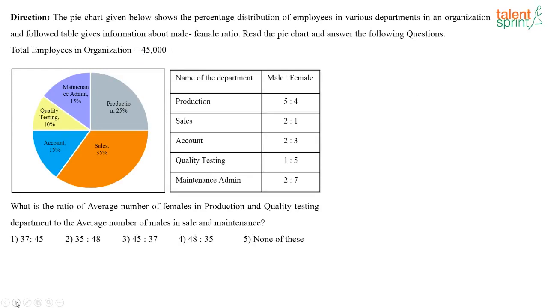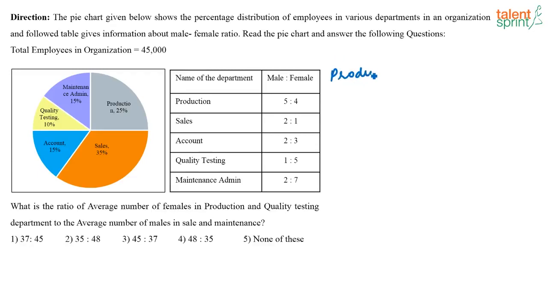Now this particular question, from this you could have solved, right? It was not as calculative as the previous one. Now what does this question say? What is the ratio of the average number of females in production and quality testing? So how many females are there in production and how many females are there in quality testing?